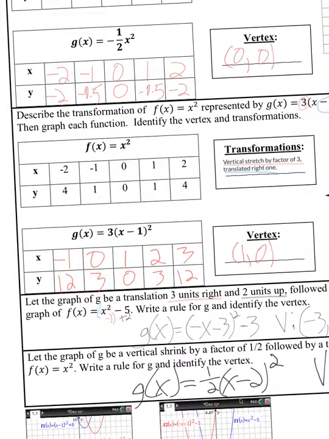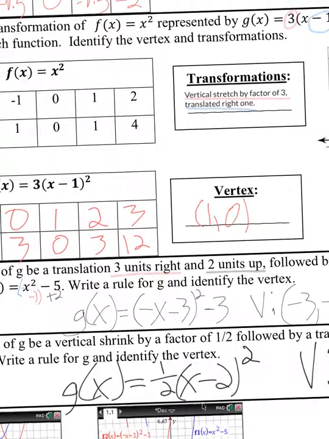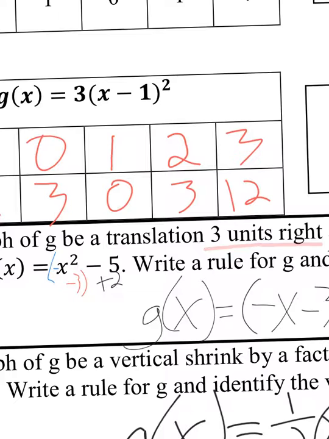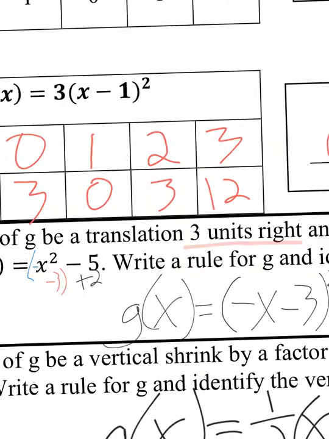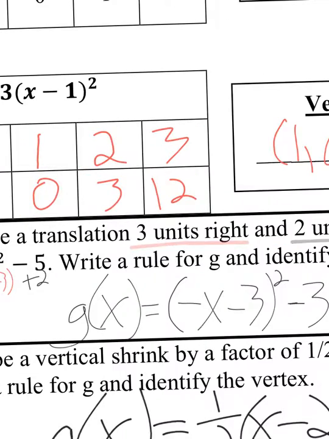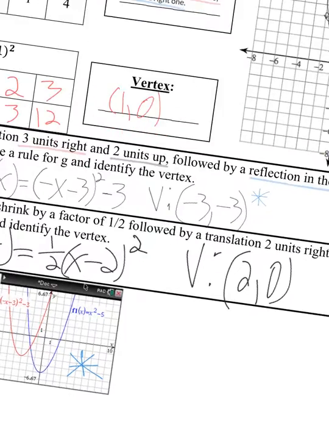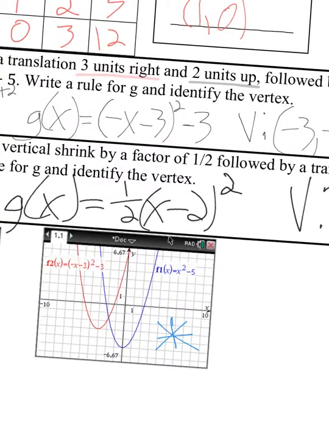The next one went 3 units right, 2 units up, followed by a reflection over the y-axis. So reflection over the y-axis, negative on the inside, 3 units right, -3 on the inside. 2 units up, add 2 to the outside, and you get this negative (x minus 3) squared graph. And so my vertex is at -3, -3 because of that y-axis reflection again.